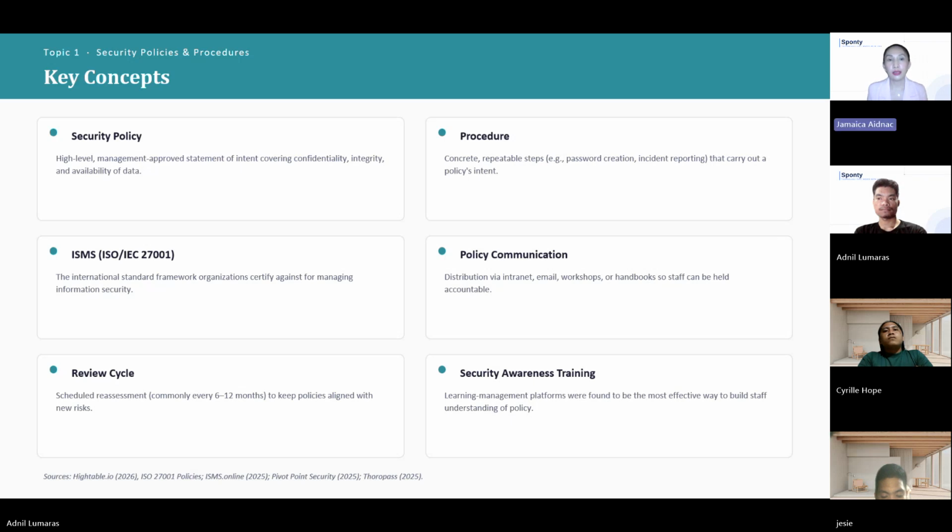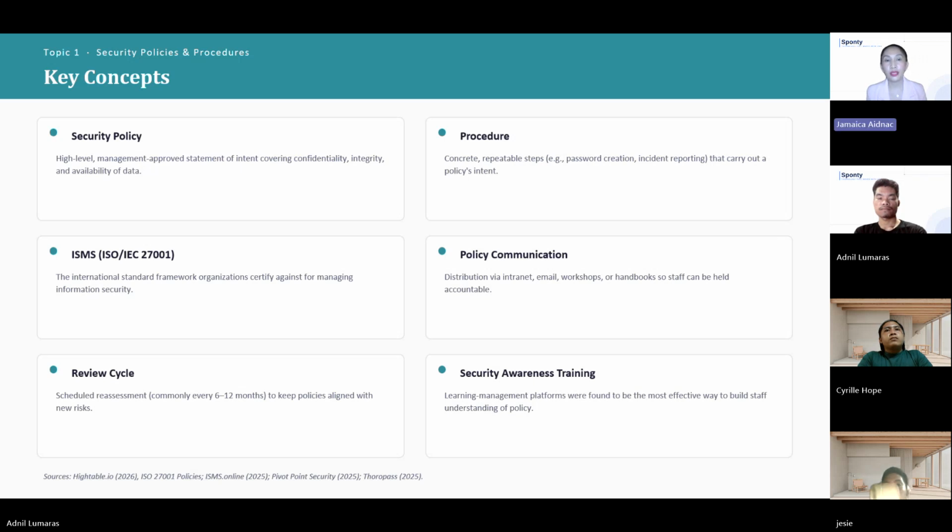According to guidelines built around ISO IEC 27001, the leading international standard for information security management systems, or ISMS, policies are meant to be practical and usable rather than long and bureaucratic. Industry analysis of the standard notes that policies establish an organization's strategic security direction, while procedures supply the granular instructions needed to carry that direction out.